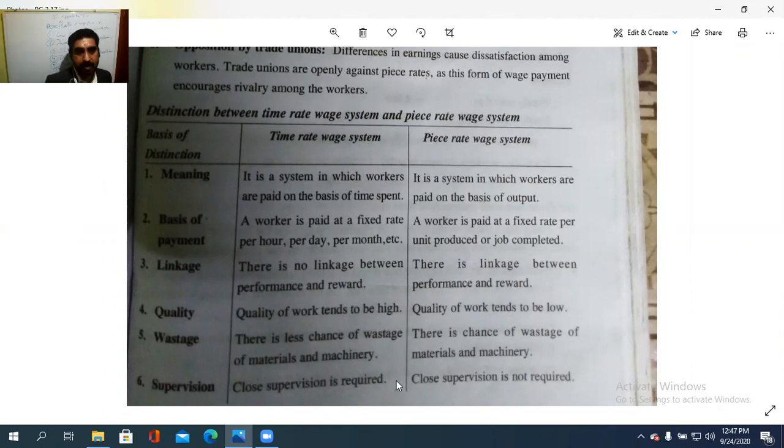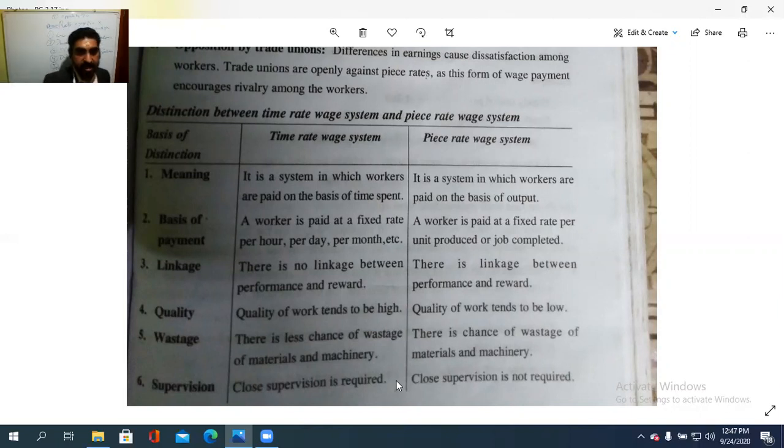The basis of the payment. In the time rate system, a worker is paid at a fixed rate per hour, per day, per month, while in the piece rate system, a worker is paid at a fixed rate per unit produced or the job completed. എന്തുമാത്രം work complete ആയി അതിനെ base ചെയ്ത് they are getting benefited. That is the piece rate system. While in the case of a time rate system, this is a fixed rate per hour, per day, or per month, like that. So that is the basis of payment.